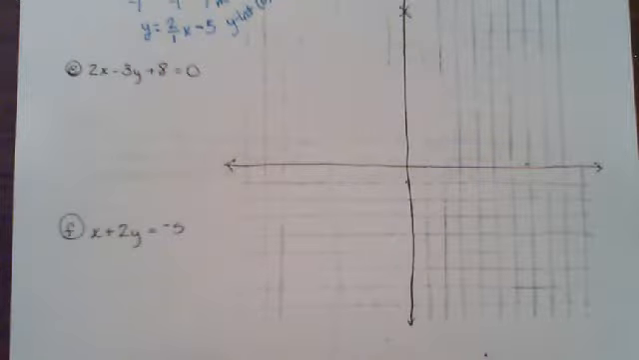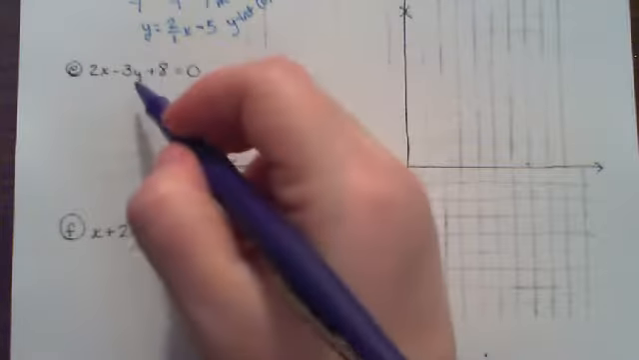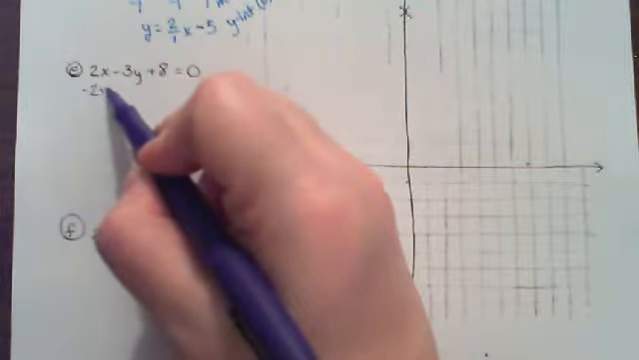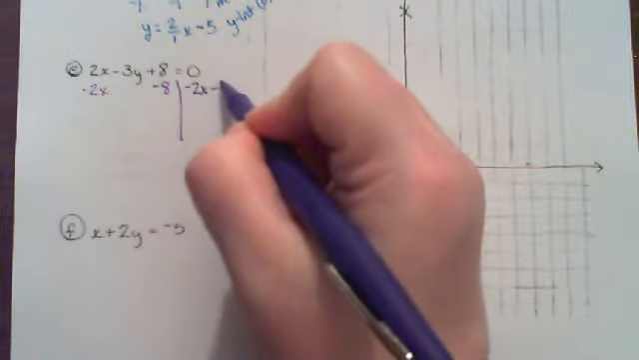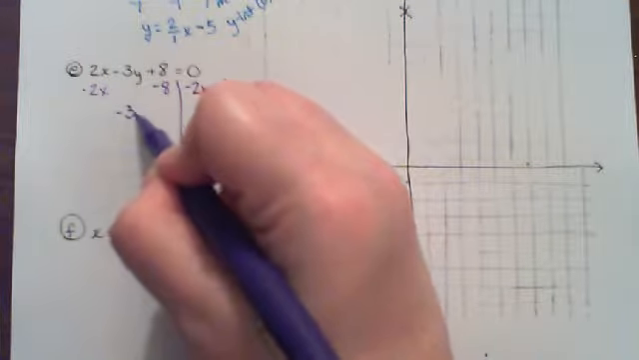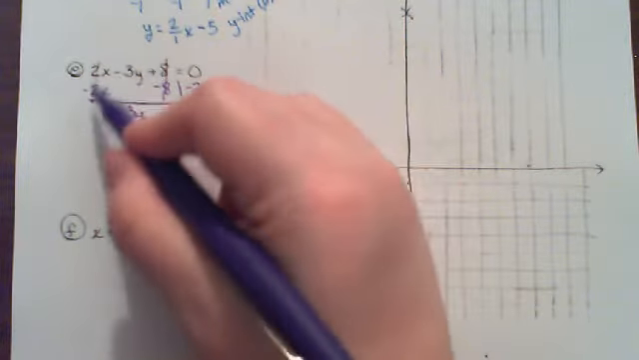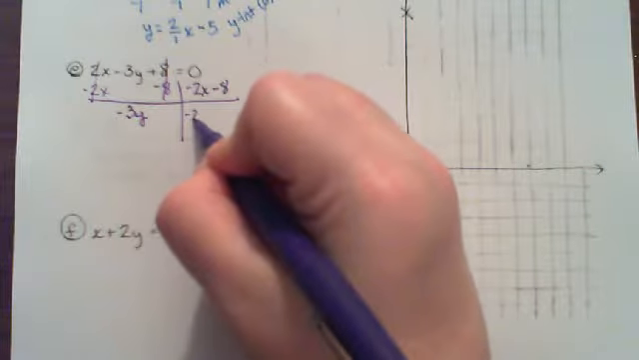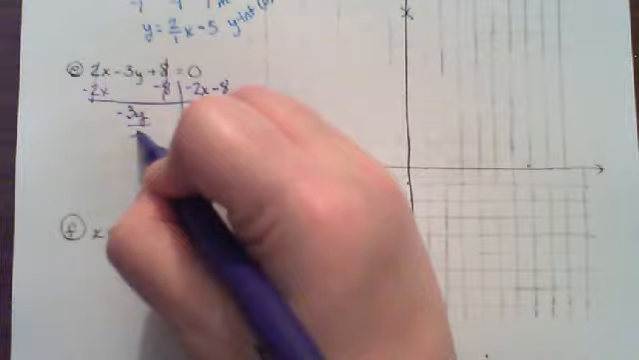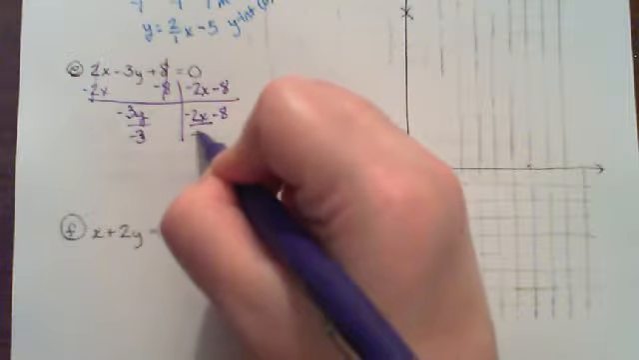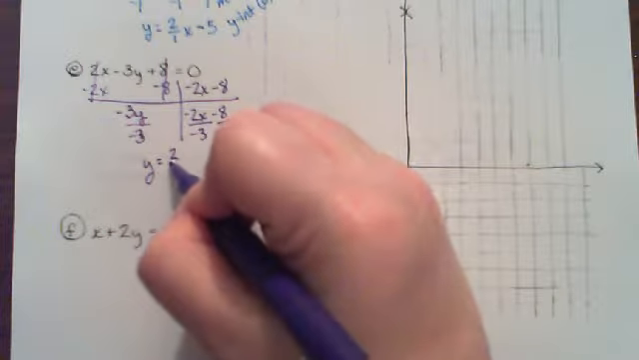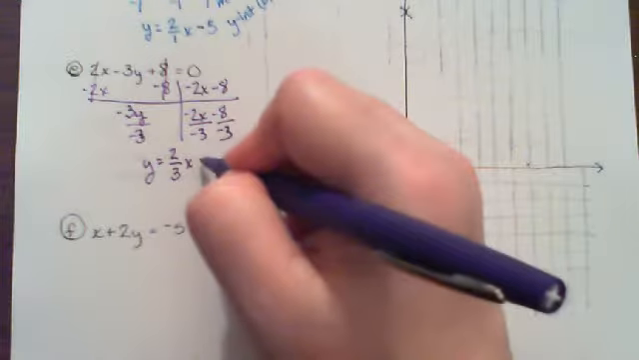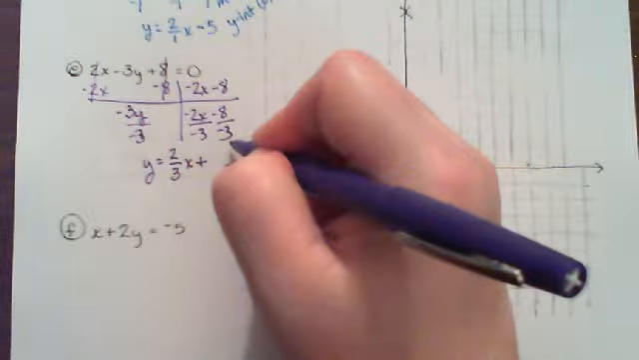Neither of these are in slope-intercept form either, so we're going to have to put them in slope-intercept form. So I need to get the y by itself. That means I'm going to subtract 2x, but I'm also going to subtract 8. And I'm going to go ahead and do them at the same time. So that gives me -3y is equal to -2x minus 8, and divide both sides by -3. So y is equal to a positive 2 over 3x plus 8 over 3.